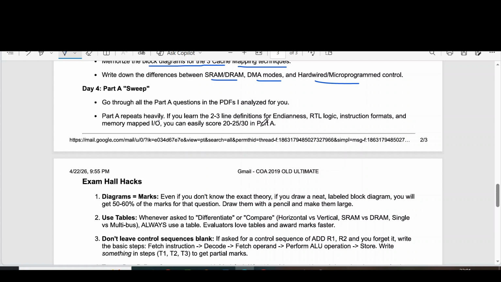Then have 2 to 3 line definitions for big endian, little endian, RTL logic, instruction formats and memory mapped IO. These are all important.